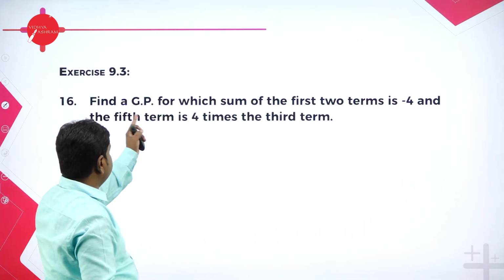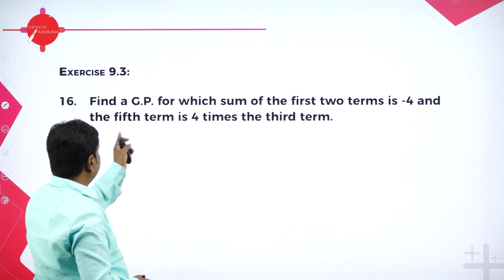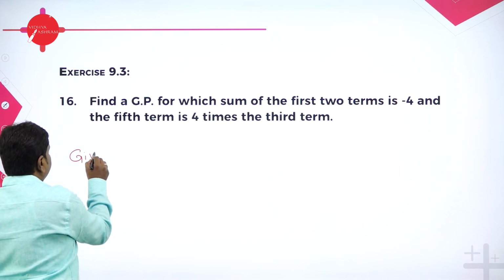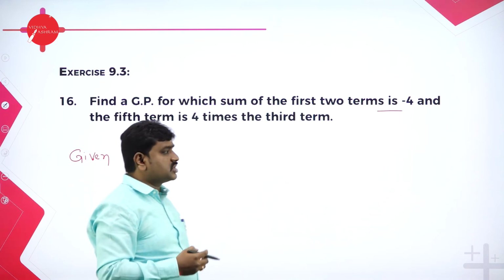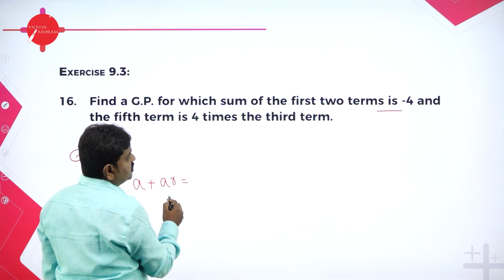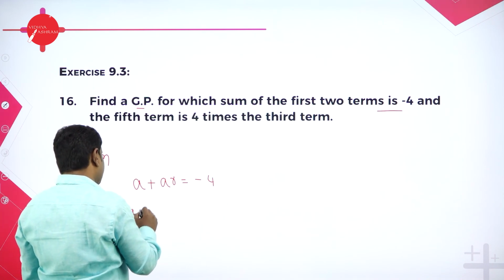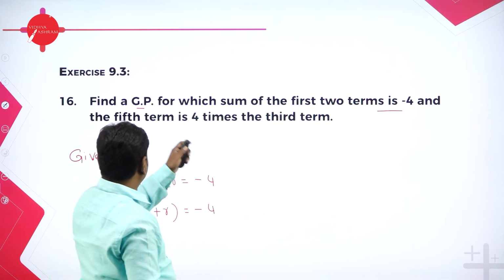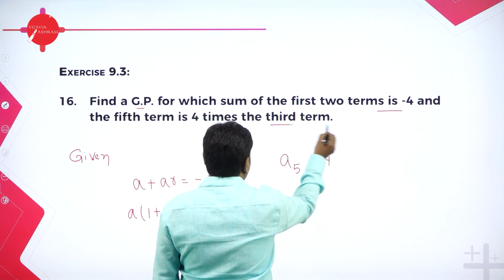Next, find a GP for which the sum of first 2 terms is minus 4 and the 5th term is 4 times the 3rd term. So whatever is given, write it in the form of equation. Sum of first 2 terms is minus 4 means A plus AR, these are the first 2 terms in GP, is minus 4. Or if you take A common, A into 1 plus R is equal to minus 4.